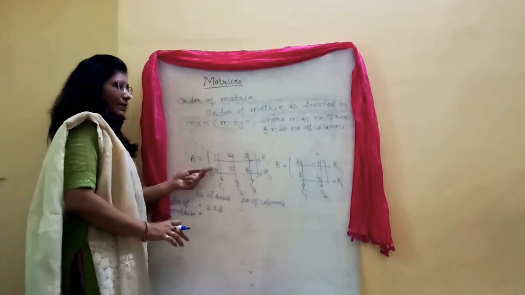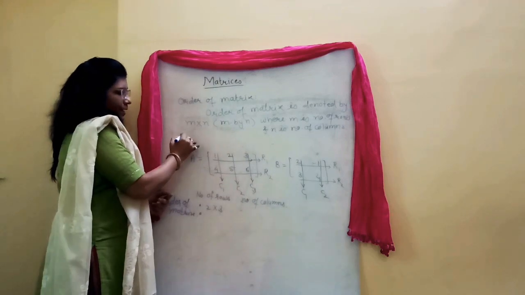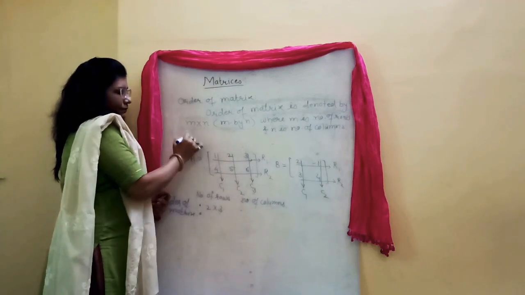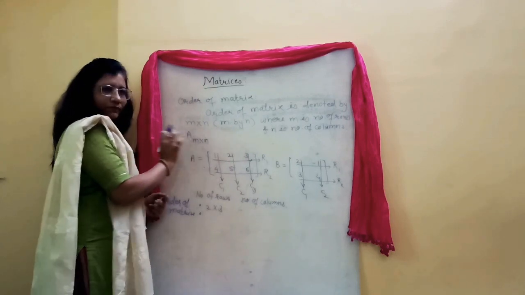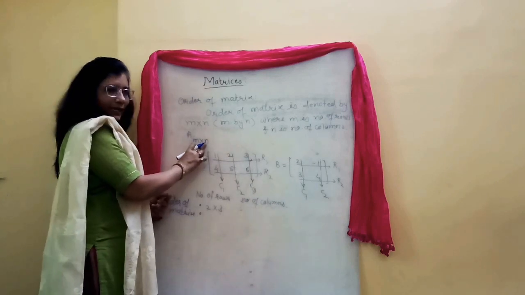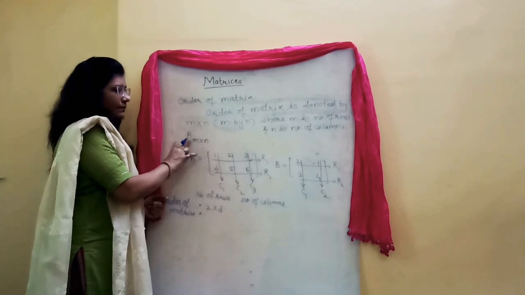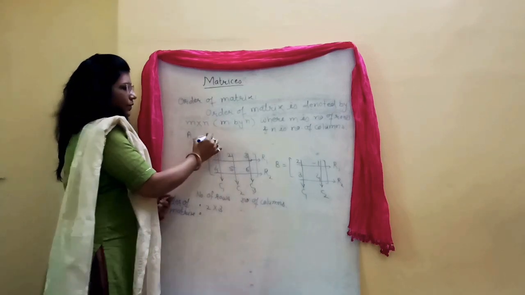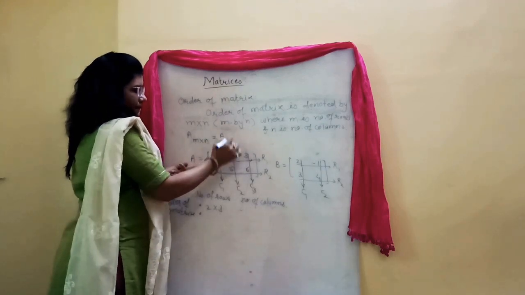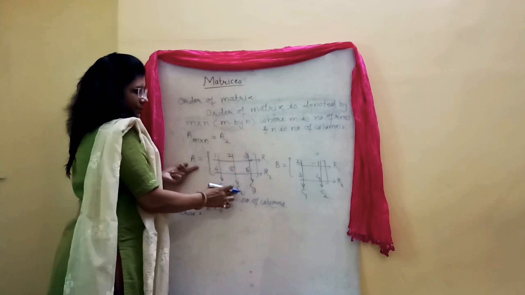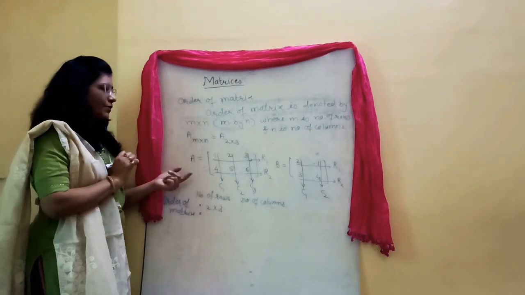Now how many rows are there? 2 rows. And how many columns are there? 3 columns. So what is the order of matrix A? Matrix A will have order m by n. We can represent that this m by n represents the order of a matrix. A is the matrix, and generally any matrix is written like this. So what is the order of this? 2 rows are there and 3 columns are there. So 2 by 3 is the order of matrix A.